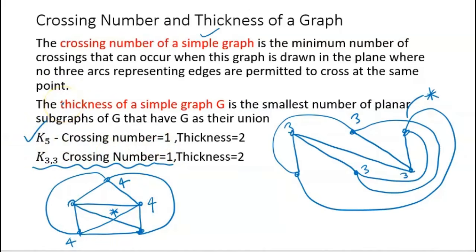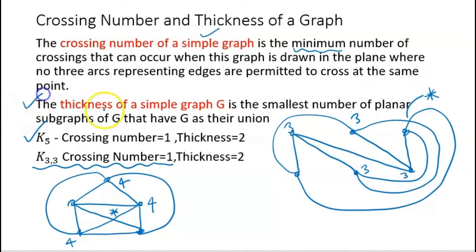So I hope through these two examples you have understood what the crossing number is. And here it is important to note that it is the minimum number of crossings. So don't draw it in such a way that multiple crossings happen, even though they could have been avoided.